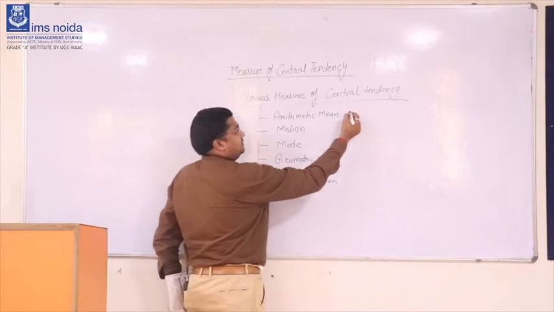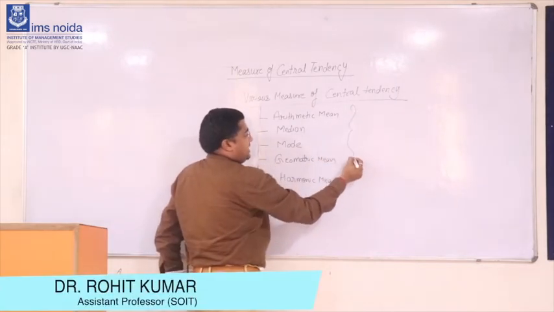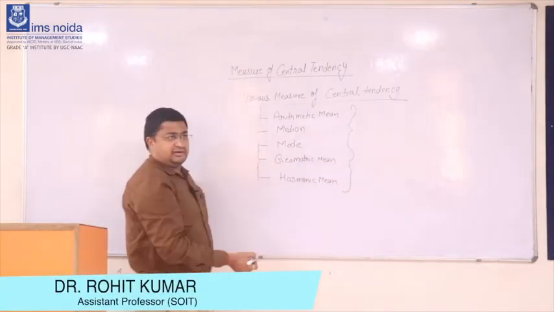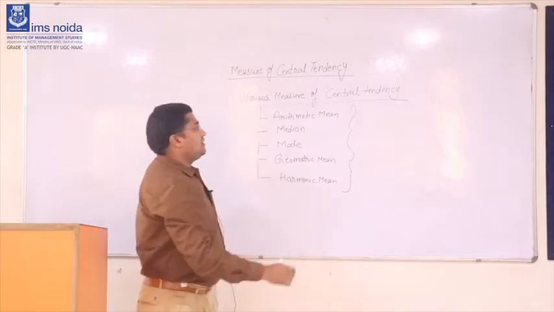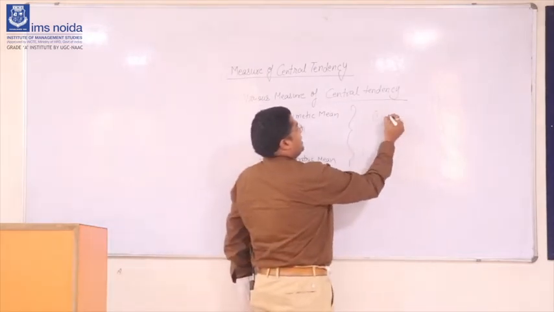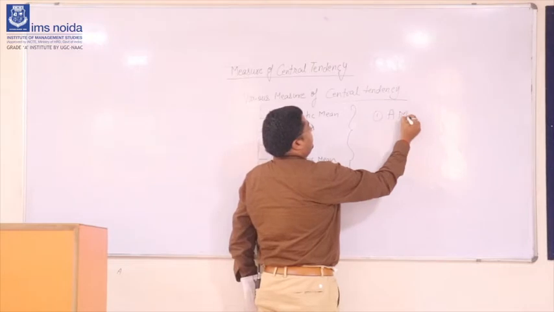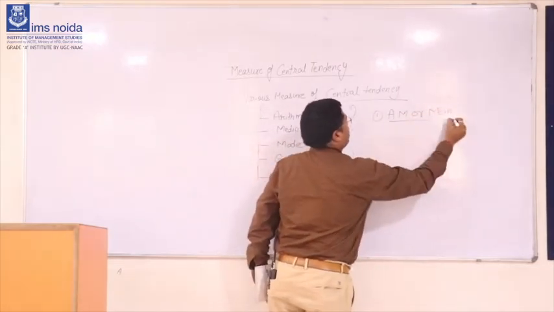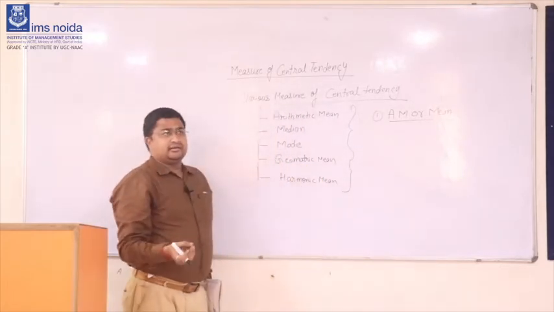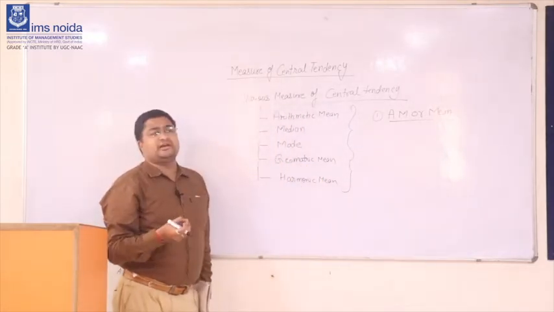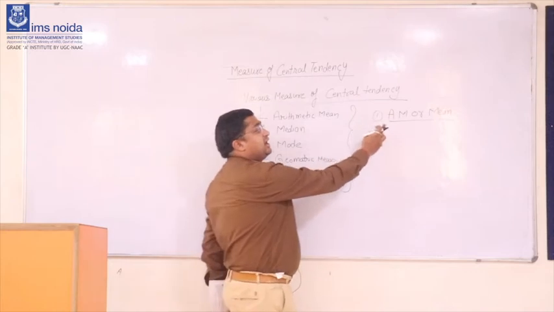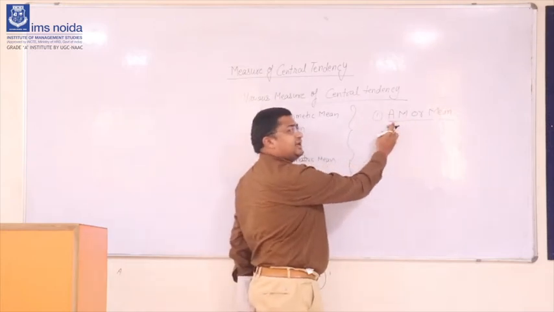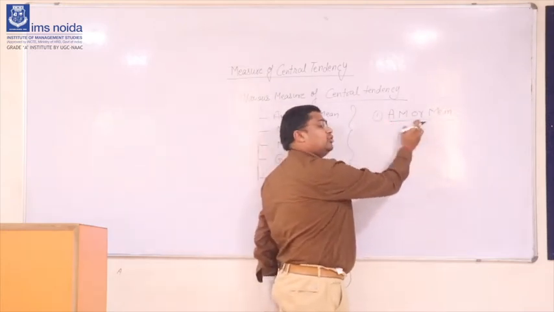One by one, we will apply these methods. First, we will discuss arithmetic mean or mean. Both are the same. The first measure of central tendency method is arithmetic mean, represented by AM or mean. Both are the same.